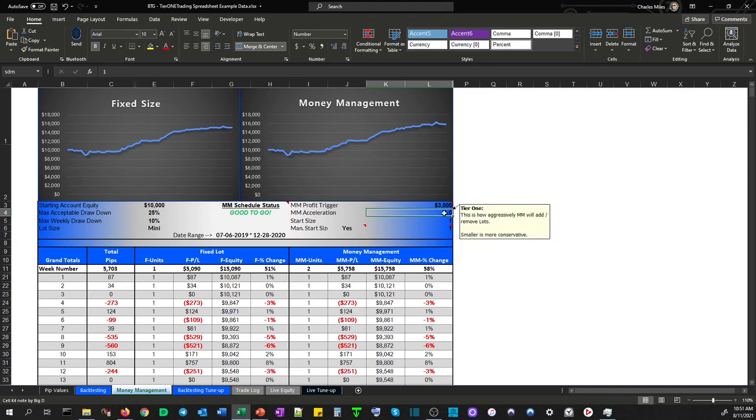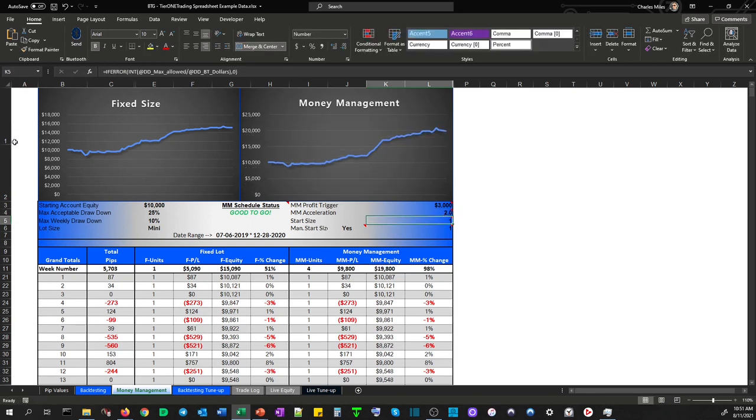The accelerator. This is how aggressive money management lots will add to your base position size that we're working with, just like we talked about when we were looking at the example. Smaller is more conservative. If I want to go bigger, I can do that. I can go to 2. Now we went from about the same at 14,000 or 15, we're up at about $20,000 on these strategies that we tested.